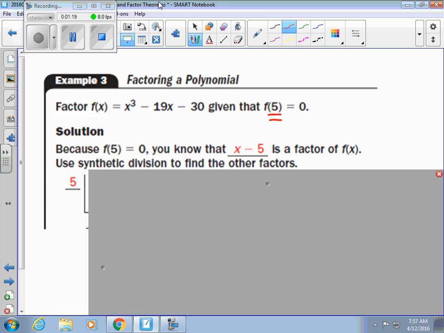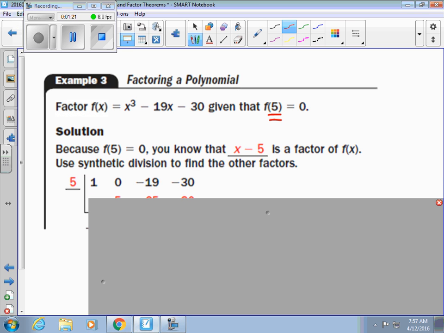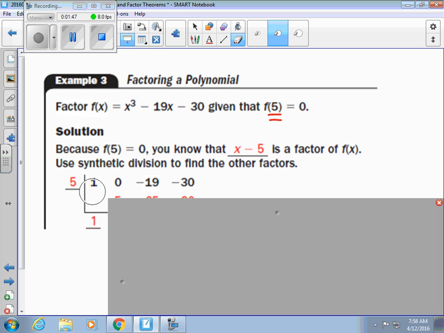So when you're doing your coefficients, notice this 0 right here. That represents x squared. So we have 1x cubed, 0x squared, negative 19x to the first, and negative 30 is the constant term. That 0 is the placeholder, and it makes a difference when we put our variables back onto all of our coefficients. In synthetic division, all we do with this first number is bring it straight down. So it goes right here.